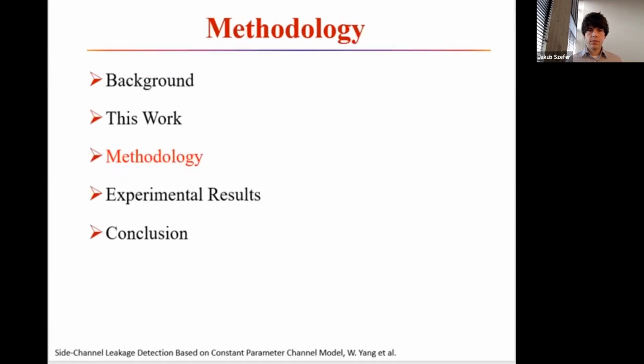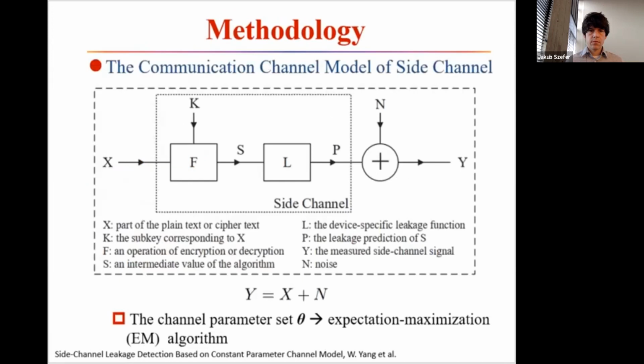The overall relationship among the input, intermediate variables, and leakages of a crypto device can be illustrated by this picture. Then we have this equation. If we know the distribution of X and the channel parameter set, the parameter can be estimated by the EM algorithm with a given collection of X and Y symbols.